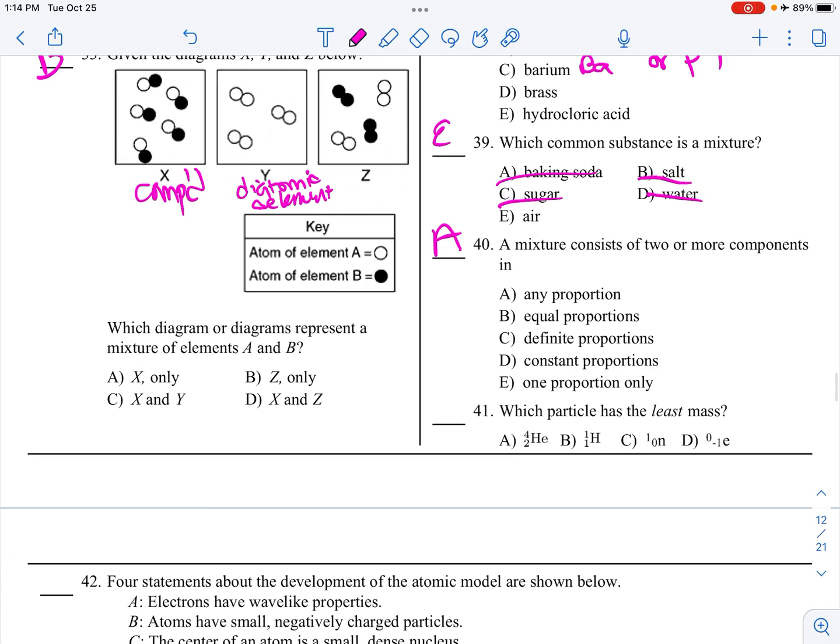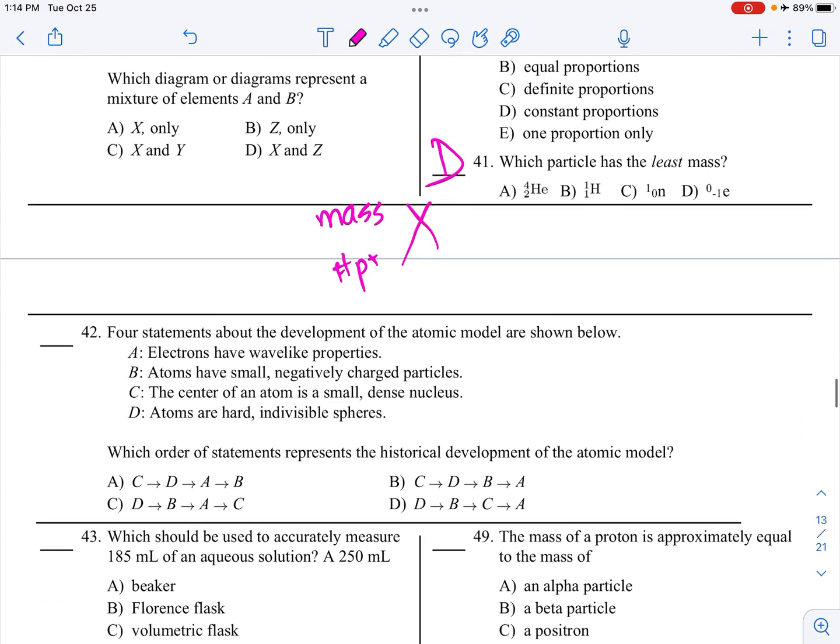Which has the least mass? So remember, it's always mass over atomic number, or number of protons. So the number in the top left. So 4, 1, 1, or 0. Least mass would be 0.